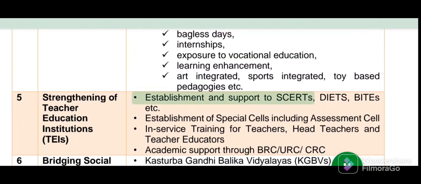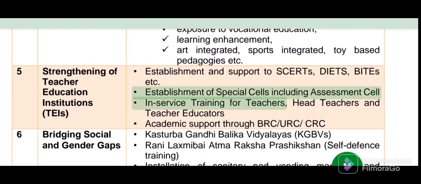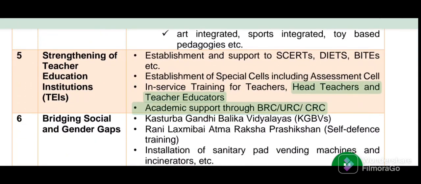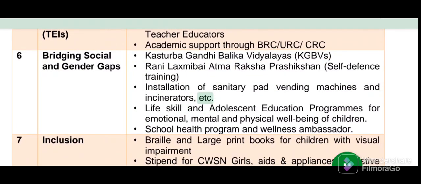Establishment and support to SCERTs, DIETs, BITEs etc. Establishment of special cells including assessment cell, in-service training for teachers, head teachers and teacher educators, academic support through BRC, URC, CRC. 6. Bridging social and gender gaps: Kasturba Gandhi Balika Vidyalayas, KGBVs, Rani Lakshmibai Atma Raksha Prashikshan, self-defense training, installation of sanitary pad vending machines and incinerators, etc.